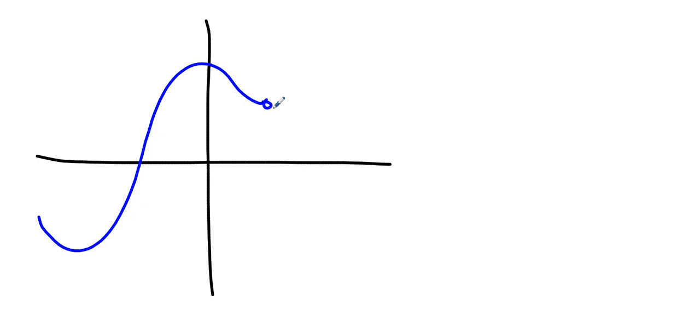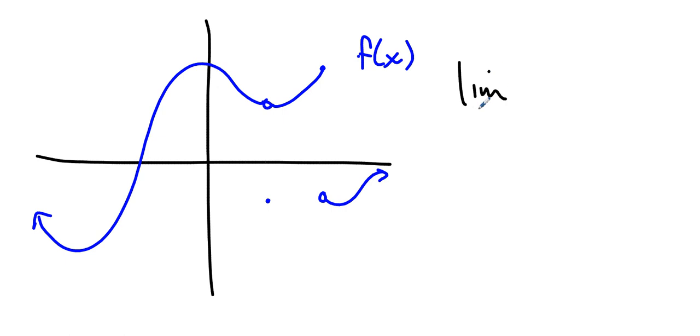Sometimes we get limits from tables, and sometimes we get limits from graphs. So this is some graph of some function f of x. It's got a dot down here. It's got an open circle here, and it carries on like so. This is f of x, carries on like so. And we might ask ourselves what the limit of f of x is as x approaches a, where this is a.